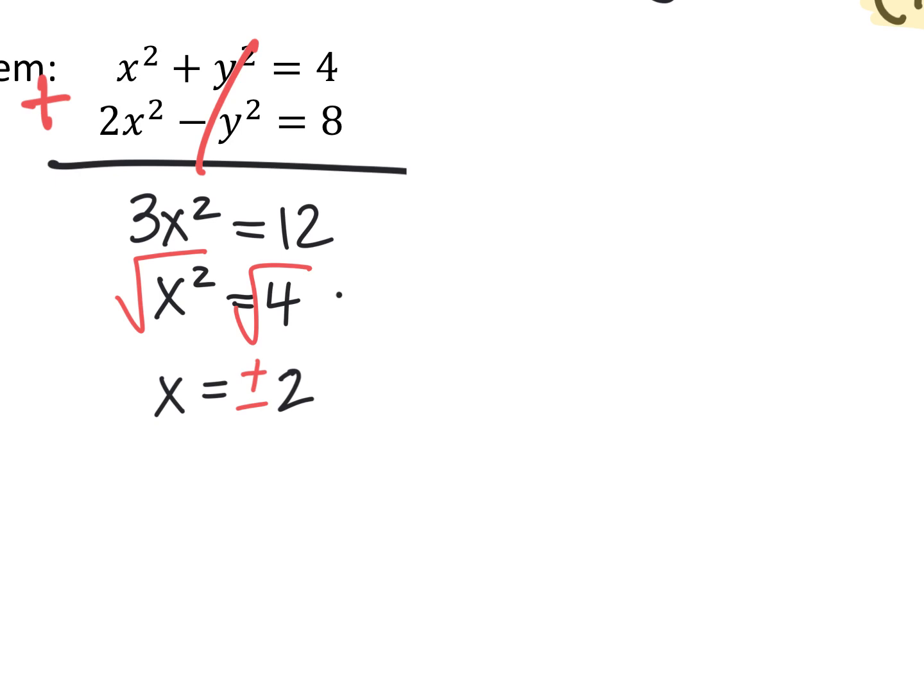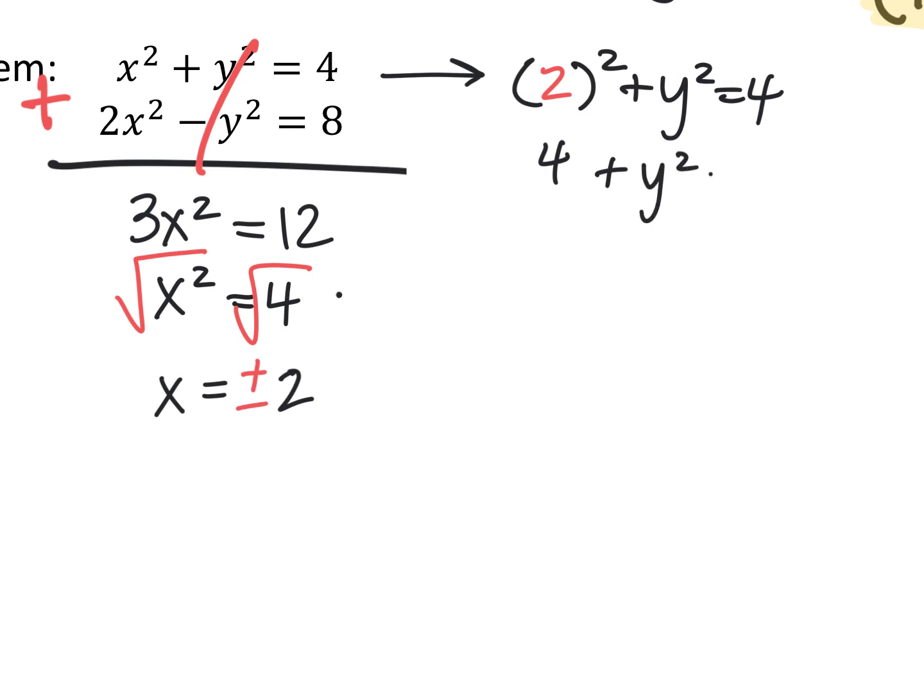Okay, so that's your two answers. You need to plug them back in. Choose whatever equation you think is easiest, probably the top one. So we're using this equation here. And we're going to plug in +2 and -2. So we'll start with +2. That would get me 4 plus y squared is equal to 4. So if you subtract 4, you get 0. And what is the square root of 0?